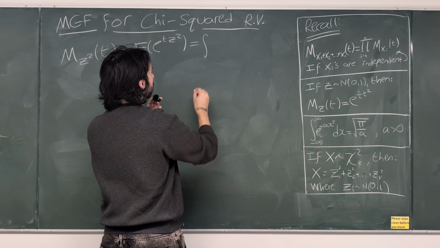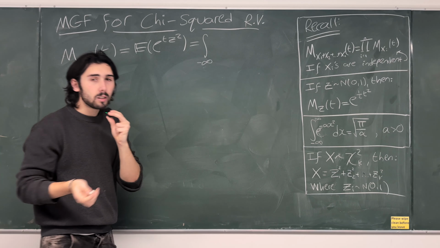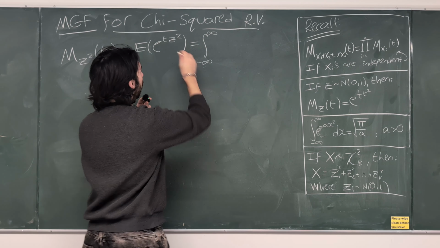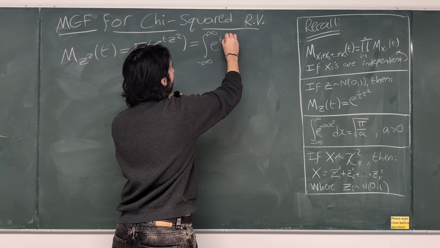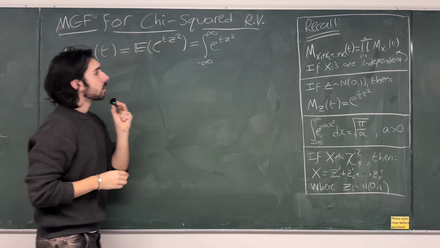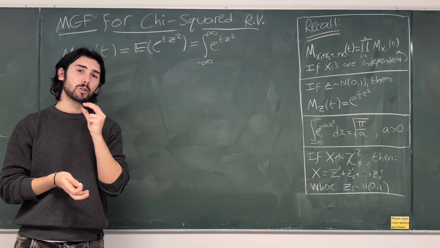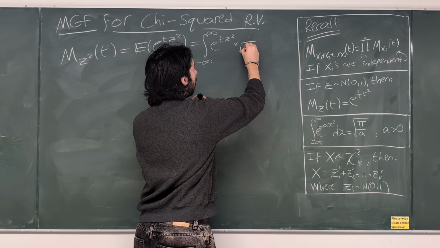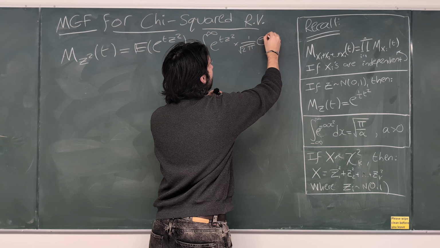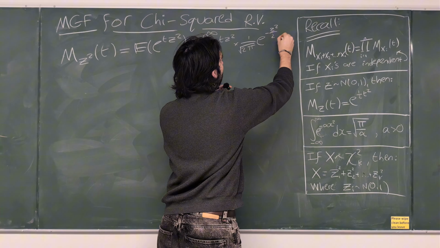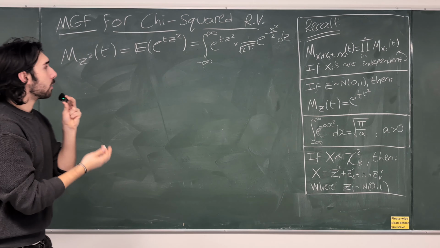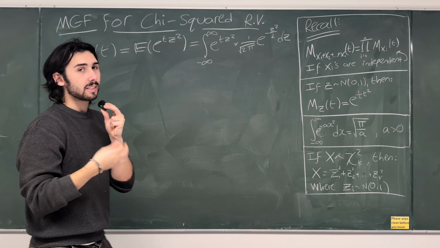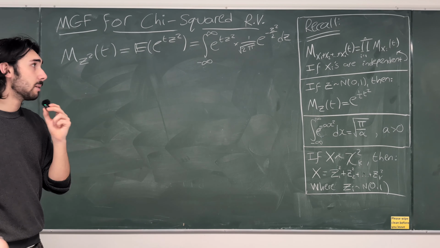So we're going to do the integral over the domain of a standard normal, which is minus infinity to infinity, of the function e to the t times Z squared times the probability density function for a standard normal, which hopefully we know. I've not written it down. It's 1 over the square root of 2 pi times e to the power of minus Z squared over 2. Okay, so this is how we calculate the expected value of e to the t Z squared, where Z has a standard normal distribution.